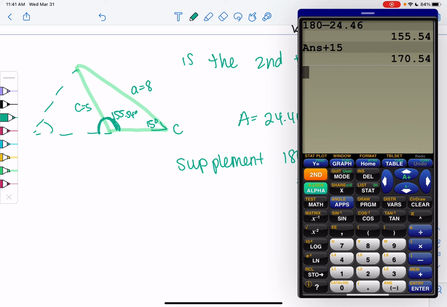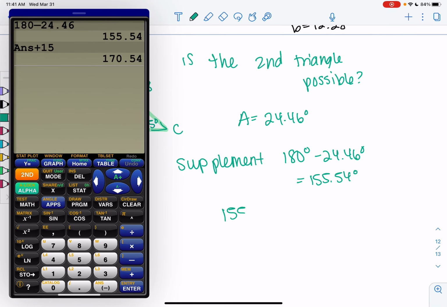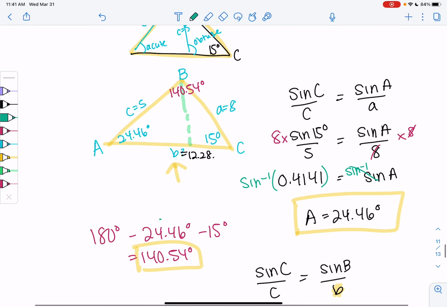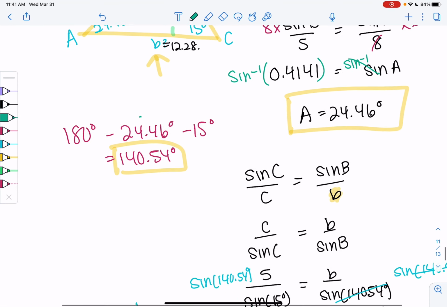Yep, it's less than 180. So we can. It just means the other angle. Let's write that down. So yes, possible, right? Because if it's greater than 180, it can't make a triangle. But because it's less than 180, it does make a triangle. Since they add up to 170.54, we might as well just find the third angle, which would be 180 minus that. So the third angle would be 9.46. So we found everything. That's our B. So B is different in this one, right? And you can visually see, right? B is really big in the previous one, and B is really small in this one.